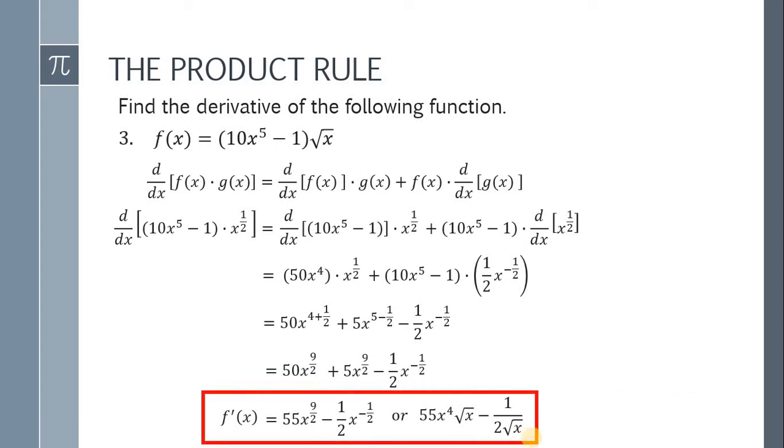Ito ngayon yung tanong. Ano tong nakuha natin na to? Ano tong 55 x raised to 9 over 2 minus 1/2 x raised to negative 1/2? Baka nagkakalimutan na. So this is the slope of this curve 10x raised to the 5th power minus 1 times square root of x at any point. So, bigyan tayo ng kahit anong point. Plug in natin yung variable x. That's the slope of this function. Okay? Now, bigla natin maaalala.